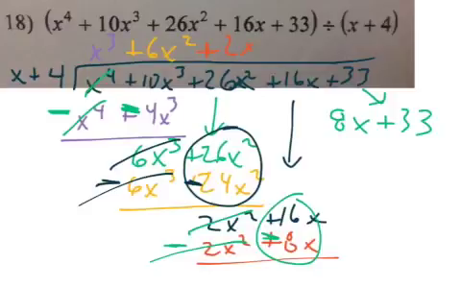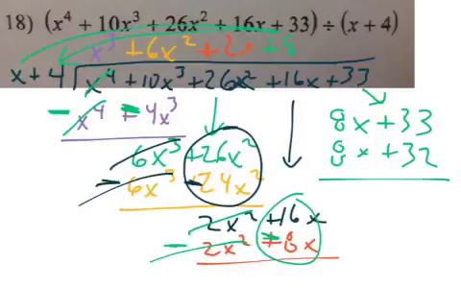We're almost done. So I'm going to do a plus 8, because this 8 times x will give me 8x, and 8 times 4 will give me my 32. And once I do my minus, see how I distributed the minus? 8x minus 8x is gone. I'm left with 33 minus 32, which is 1. My remainder is 1. So what is my final answer?